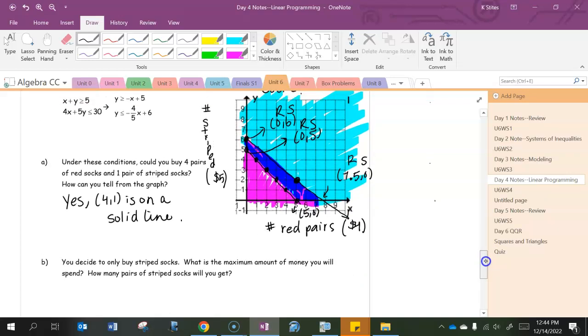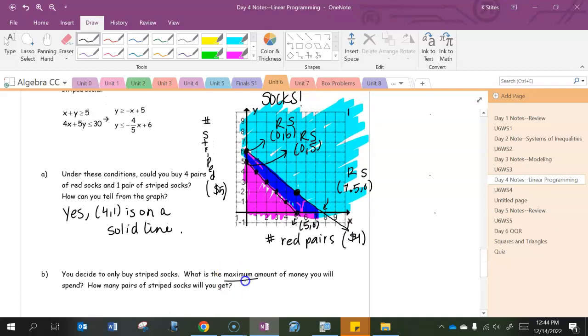You decide to only buy striped socks. What is the maximum amount of money you will spend? Okay, so let's find our striped socks. That's on our y-axis, so our options are 5 striped socks or 6 striped socks. They're asking for a maximum, so that means I want the bigger one, 0, 6. So I have 6 pairs of striped socks, and again, I wrote down they were $5 each, so this is going to be $30. And this is how many pairs, and we already said that's 6. So 6 pairs for $30.